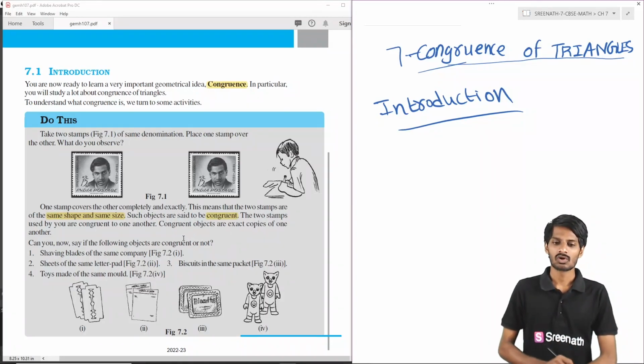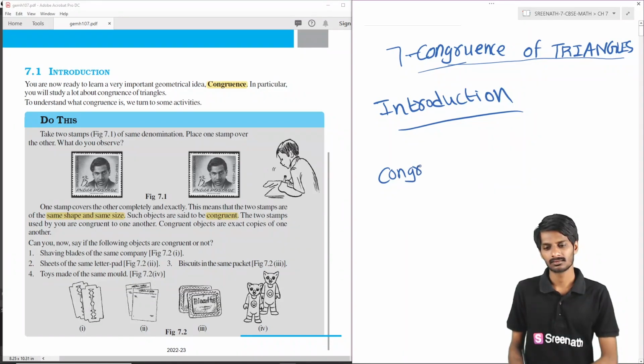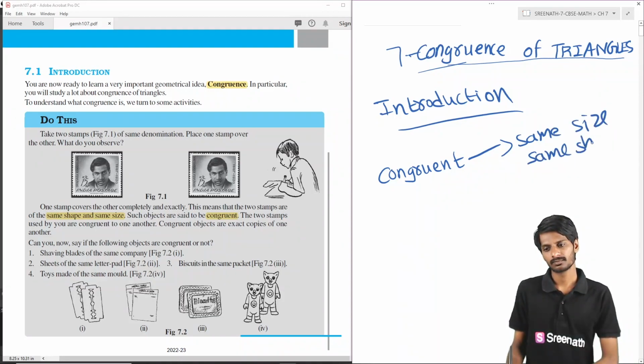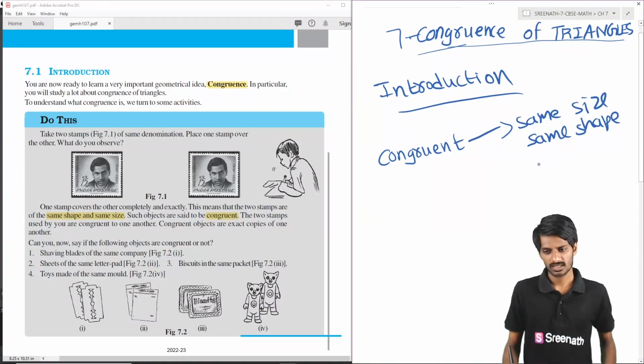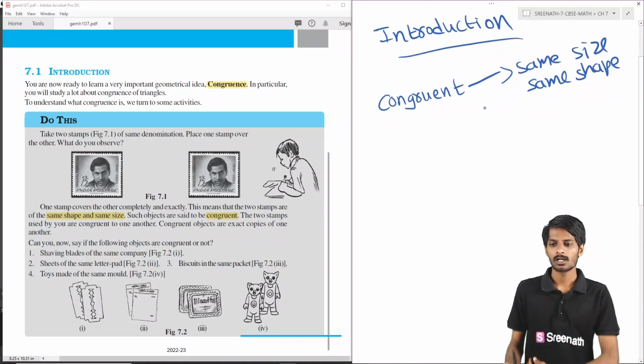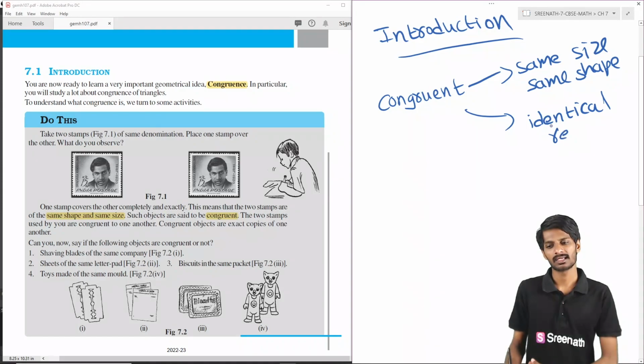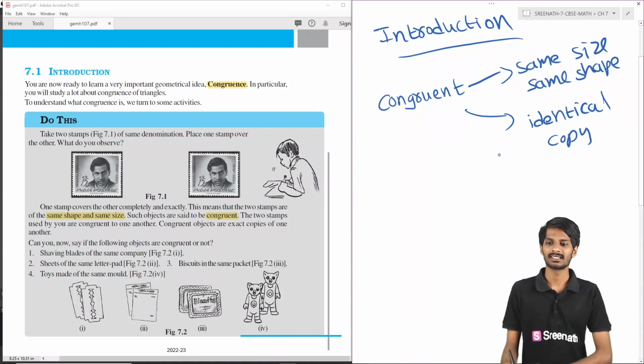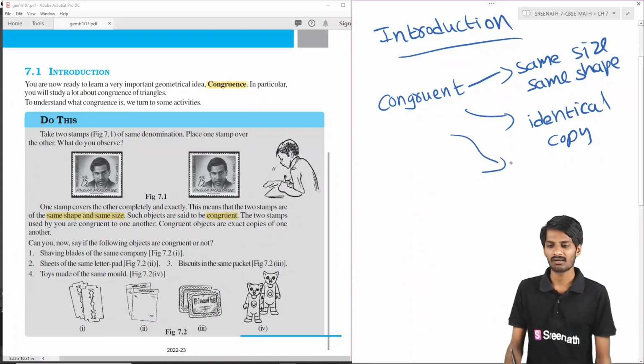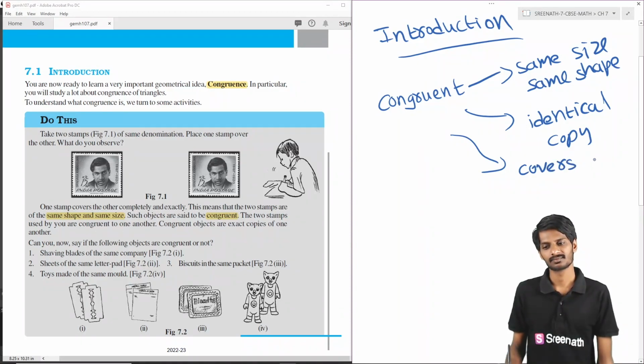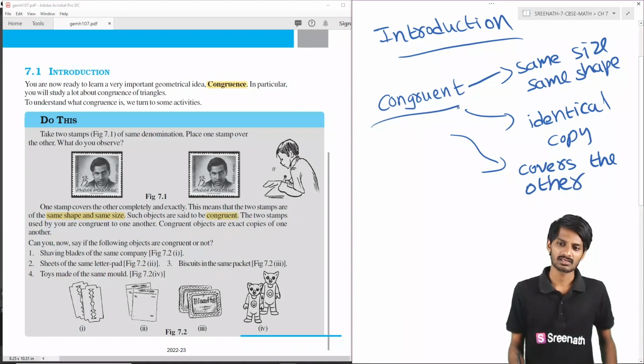Okay, students. So congruent means they have the same size and same shape. Same size and same shape, students. And they are identical to each other, which means Xerox, like that, a copy of each other. In that case, one will cover the other. So this is called congruent, students.